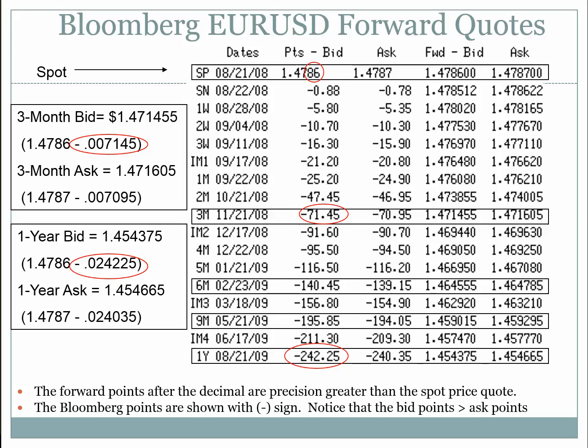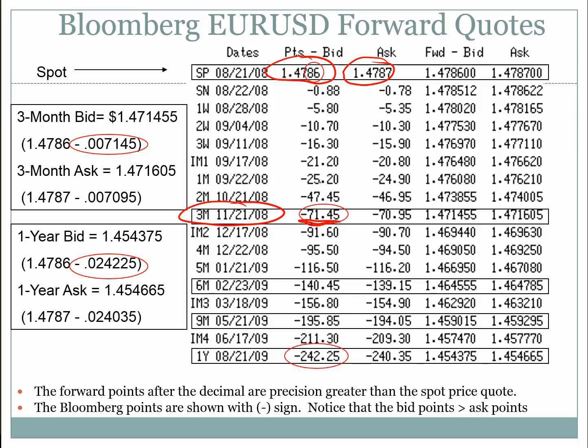So here's a Bloomberg screen showing the US dollar spot and forward markets. The spot's at 147.86 bid, 87 ask. And let's look at the 3-month forward prices. It's quoted at negative 71.45, 71.45. So it looks like I need to subtract. So it looks like the euro is getting cheaper for a later delivery. That's called selling at a discount. It's cheaper to buy it later than today.